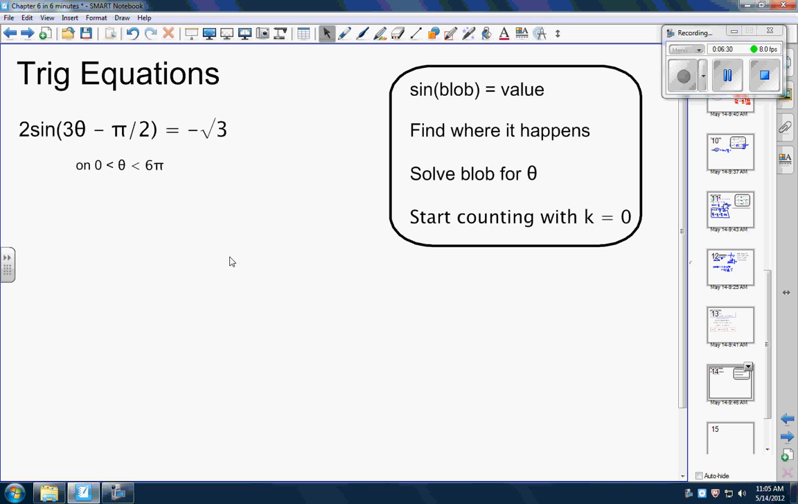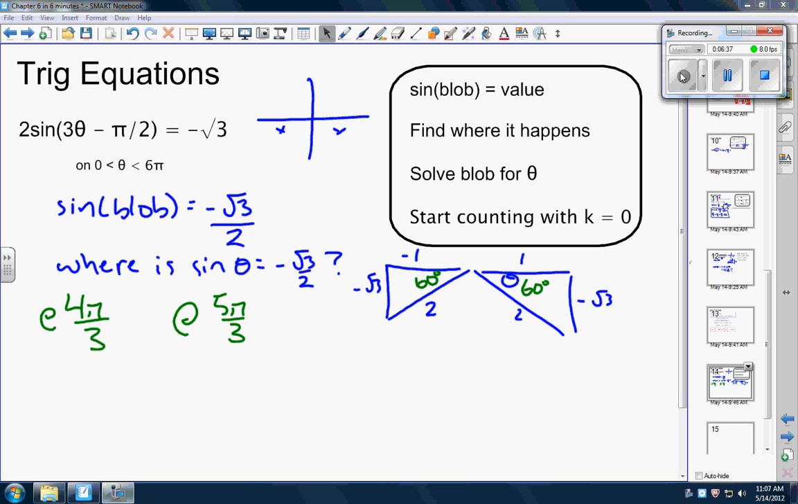Other way these can happen are something like this. So 2 sine of a big blob equals a value. Okay, so here's kind of our steps we want to go through. So we just pretend this entire thing in here is just one big blob. We go ahead and we solve it for sine. So where's the sine equal these values here? Sine's negative in those two quadrants. We set up the appropriate triangles, we figure out the reference angles, and then we adjust them.